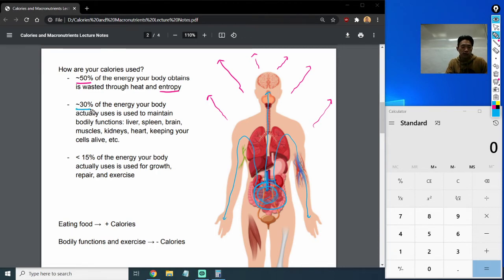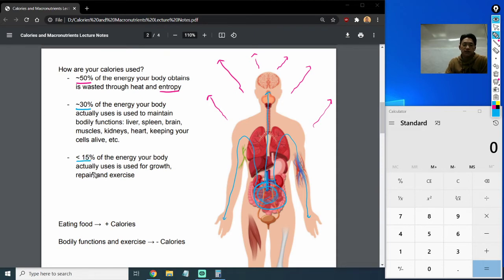About 30% of the energy that you get from food, we use just to live, to maintain our body function. So to make sure your heart keeps beating, to make sure your brain is functioning, to make sure your muscles and your other organs have nutrients in them just to keep them alive, because they can't just chill there. They need nutrients constantly to survive. They need energy constantly to survive. So that's where about 30% of the energy goes.